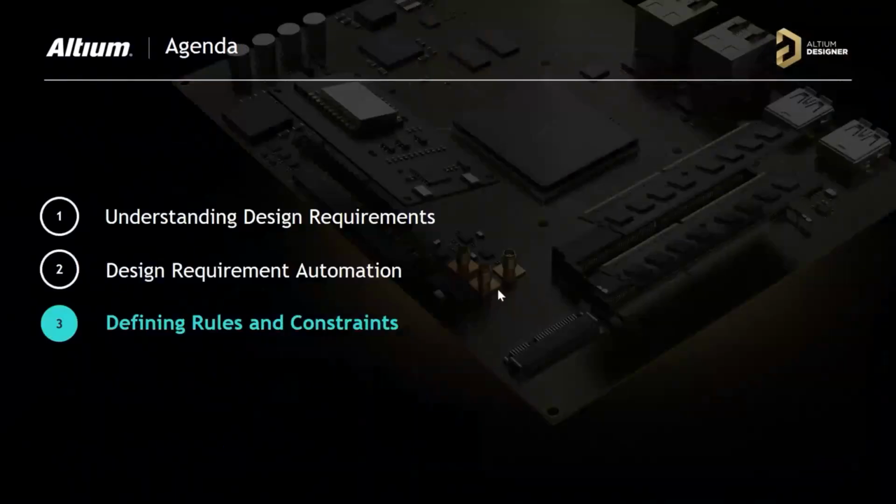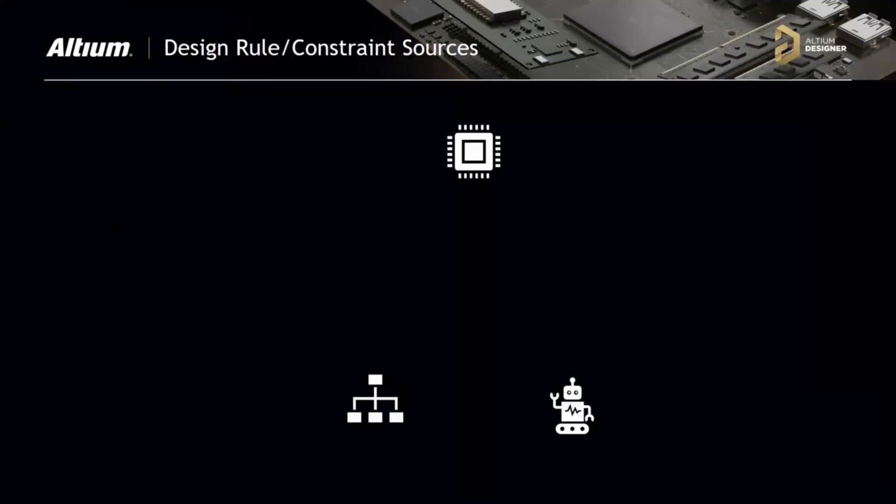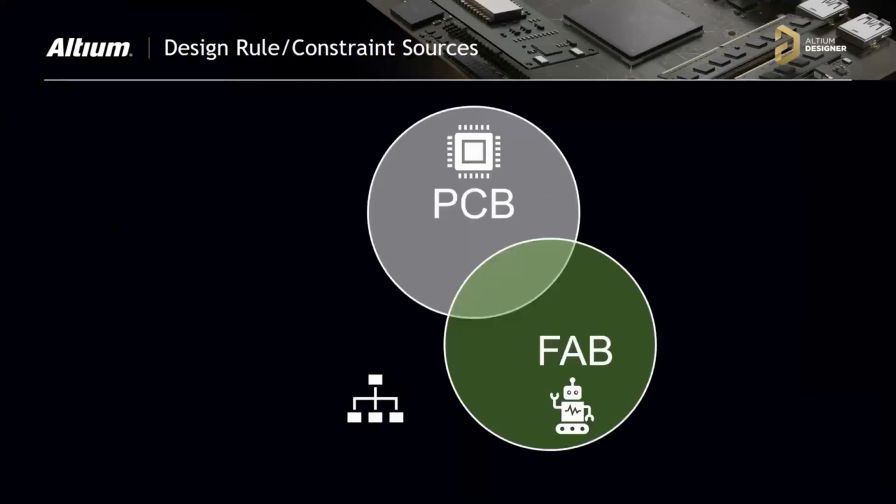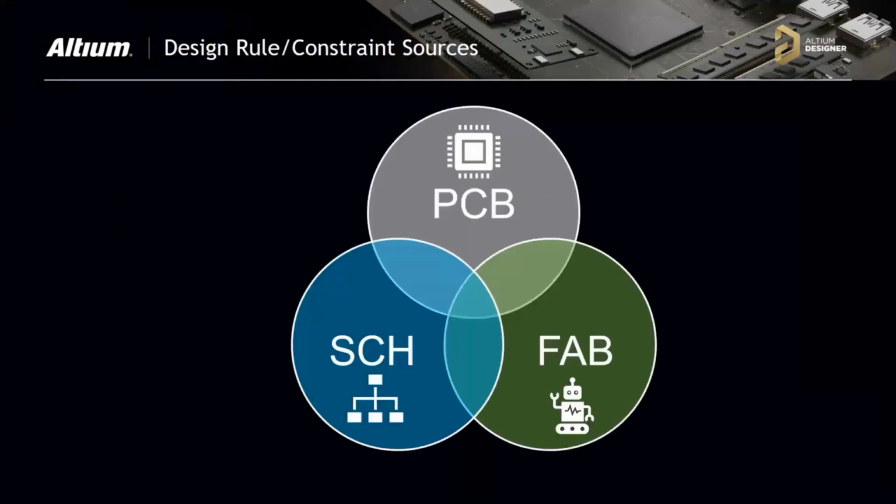And the last thing we are going to discuss is how we can define the rules and the constraints. There are three basic sources: the PCB, fabrication, and schematic. For the rule constraints, at the very top is the PCB design rule, because the schematic and fabrication feed into it. All the inputs we take from the schematic developer, hardware engineer, and fabrication department from these two divisions will go to the PCB.